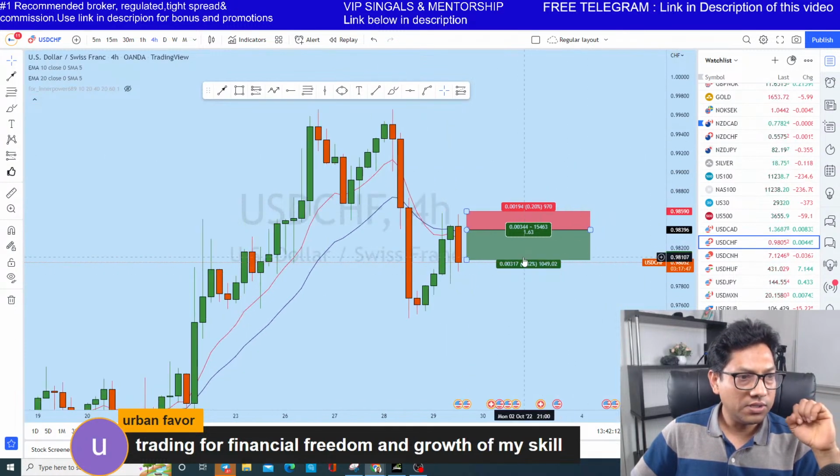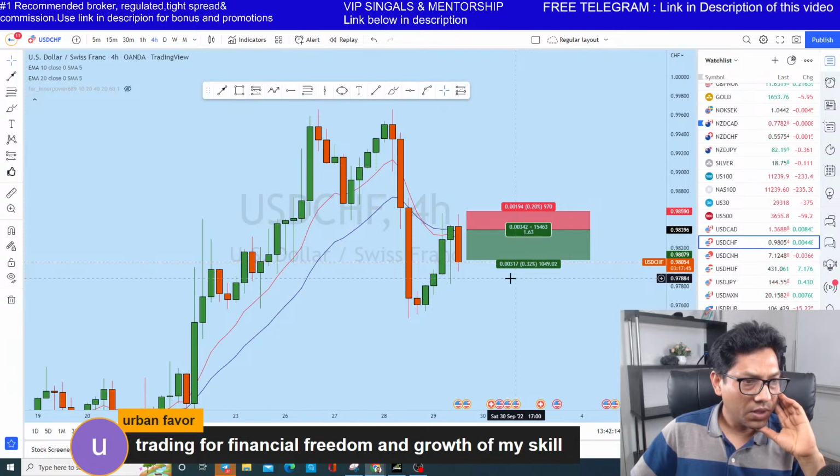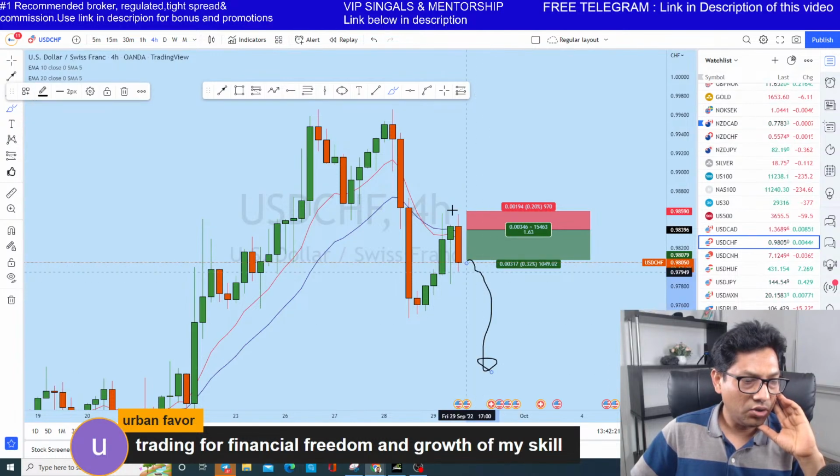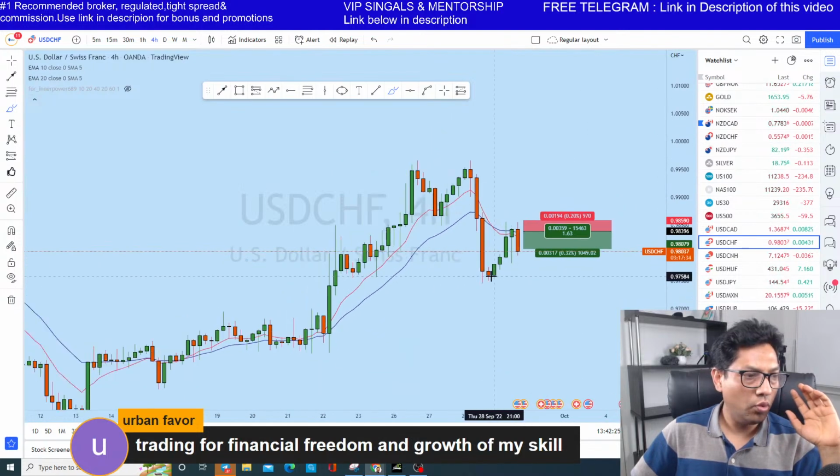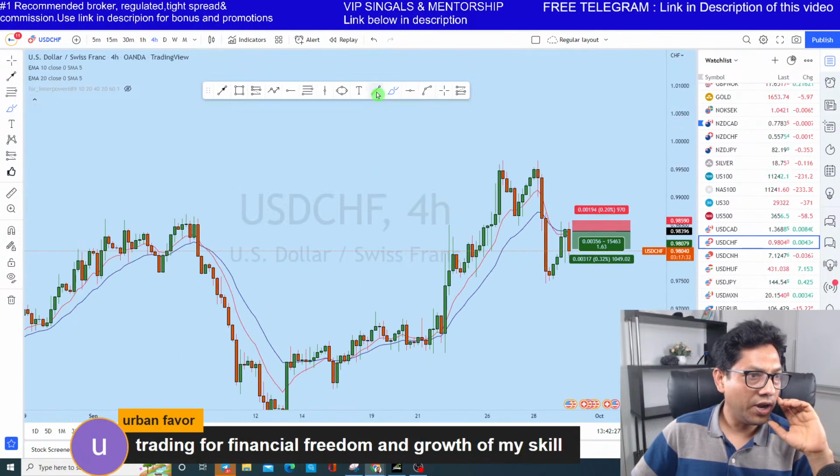Now guys, what happened is that this instrument, I think it will continue to drop further, as you have seen some kind of bearish move. What I think is that USD will come back to this trend line, at least to this level.